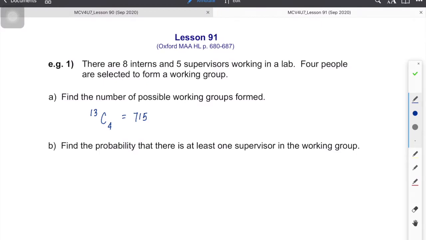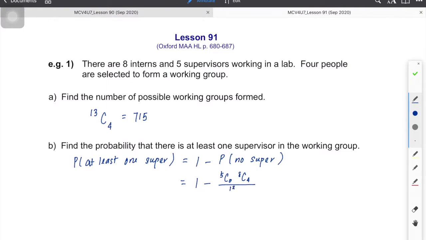So it looks like from a calculation perspective, it's more efficient to do the complementary event in this case. So let me write this down. The probability of at least one supervisor is equivalent to taking away the probability of having no supervisor from the entire sample space. Okay? So now, how do I calculate the number of working groups that I can form with no supervisors? Well, of course, from the supervisor group, I choose nobody. And from the 8 interns, I choose 4 of them. And it's a multiplication, right? Because this is the 'and' of 2 events. And then over 13 choose 4. Okay?